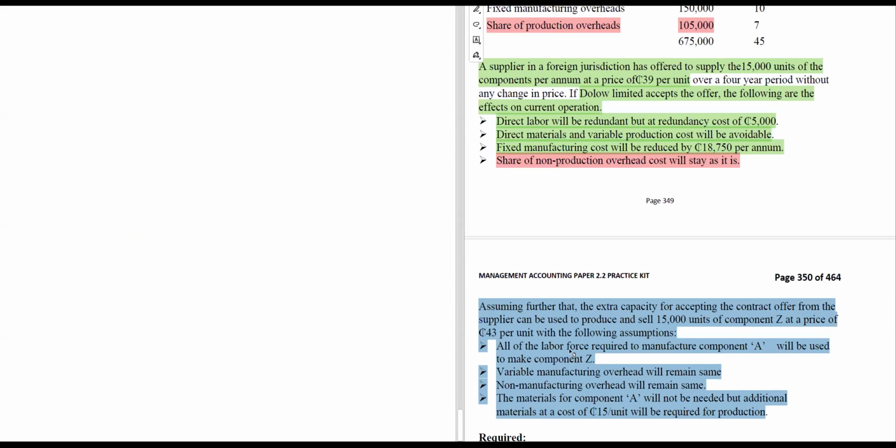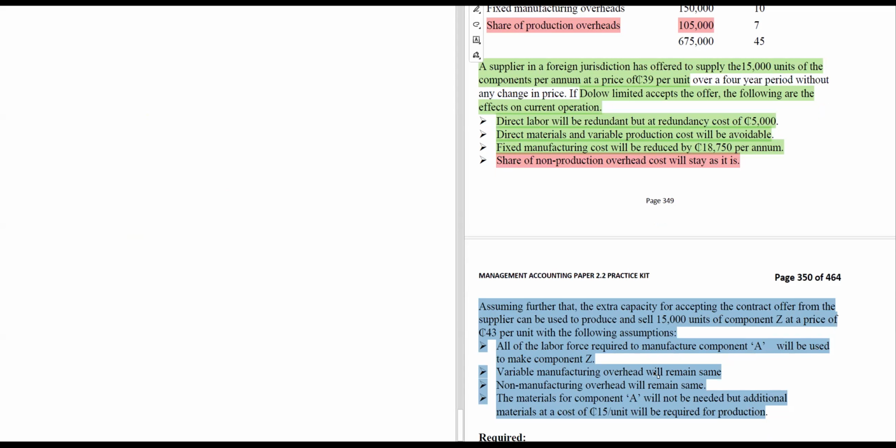So they are saying that, assuming the extra capacity from accepting the contract offer from the supplier can be used to produce and sell 15,000 units of component Z at a price of 43, then the following assumptions should hold. All of the labor force that was required to manufacture component A will now be used to manufacture component Z.